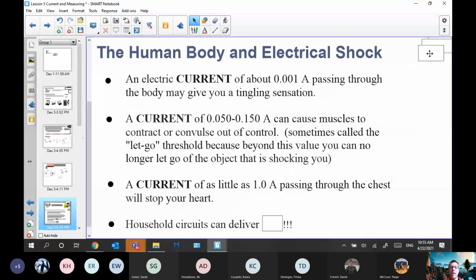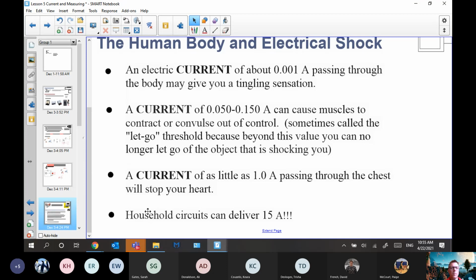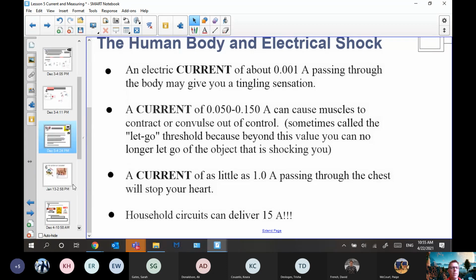A current as little as 1 amp going through your chest, through your heart, will stop your heart. And remember, there's 15 to 20 amps available in household circuits. So the tingling of it just going through your hand is kind of startling enough, but this is the deadly stuff. You're not talking about much current at all, and it's dangerous for humans if that's the case.